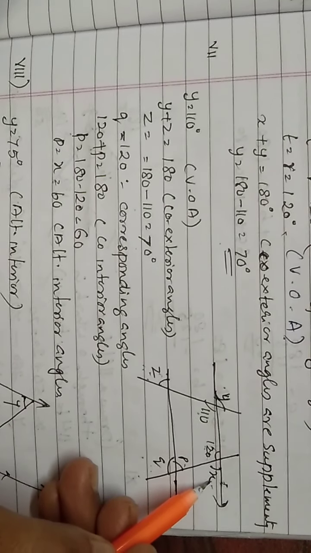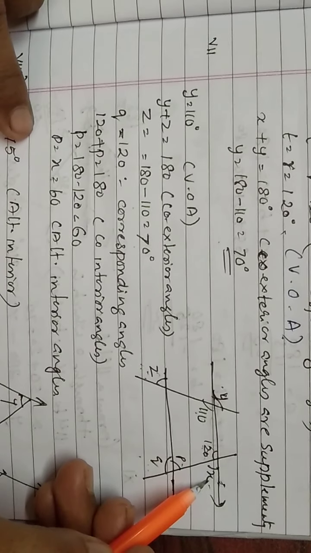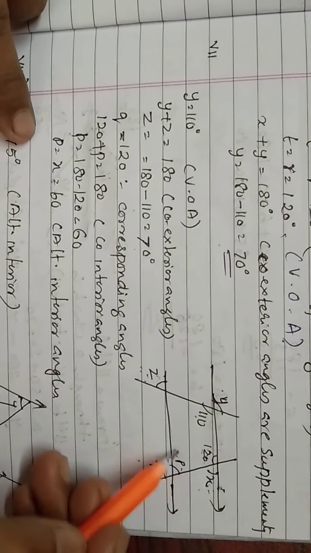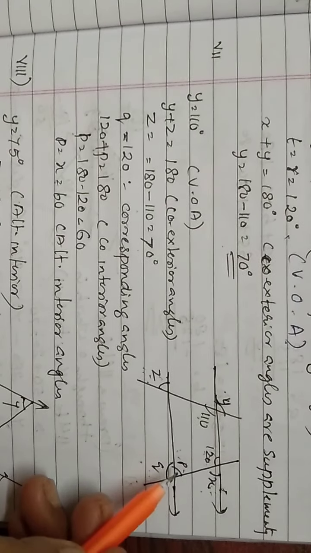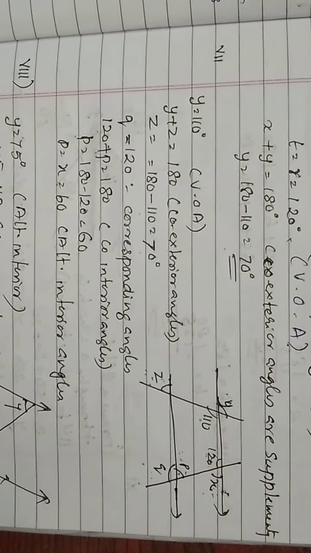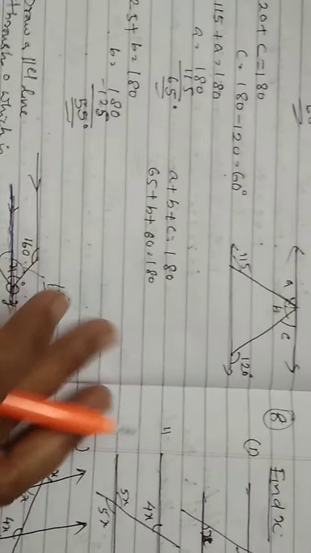If we have found out x, what is x? X equals 60 and p and x are alternate interior angles, alternate interior angles are equal. Using that property you can do it. Just like this is the next question also, you can do very easily. I have written the reasons in the bracket. Using that you can do it.